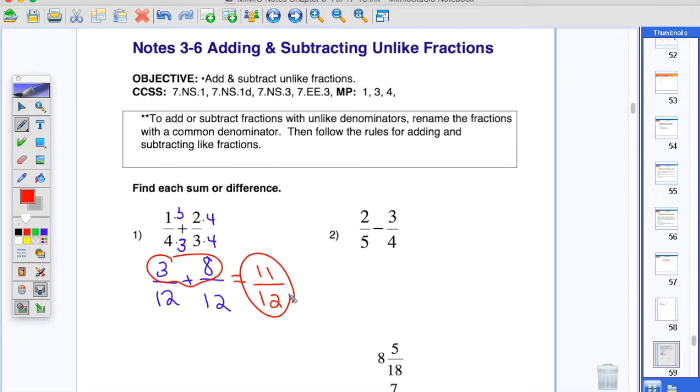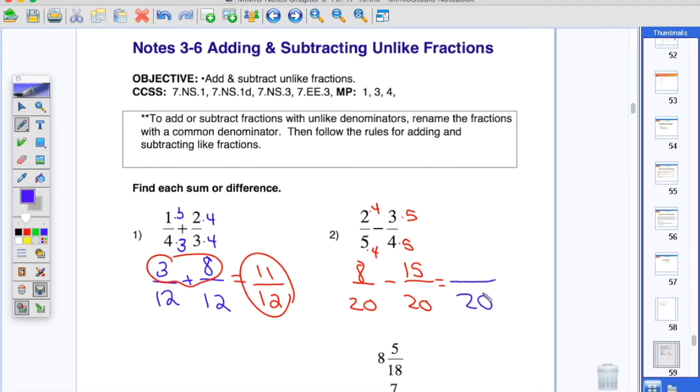In number 2, we have 2/5 minus 3/4. Our common denominator that they both go into is 20. So 5 times 4 is 20, 2 times 4 is 8, 4 times 5 is 20, 3 times 5 is 15. Now that we have a common denominator, we subtract our numerators. But we have 8 minus 15.